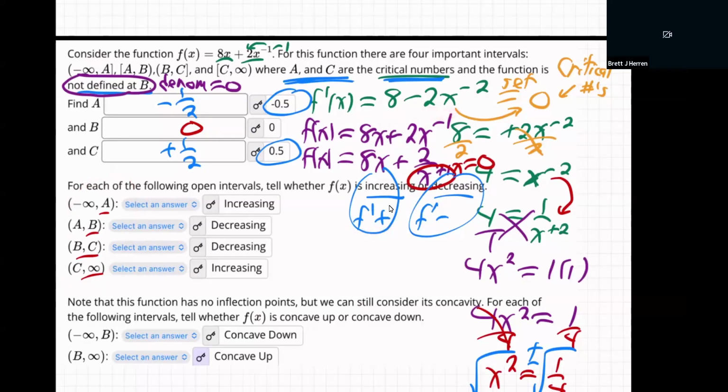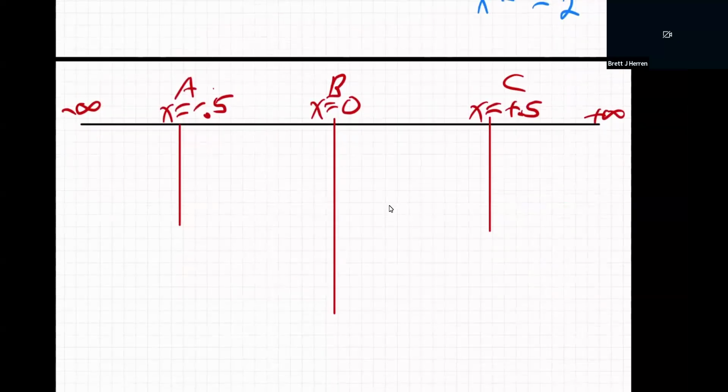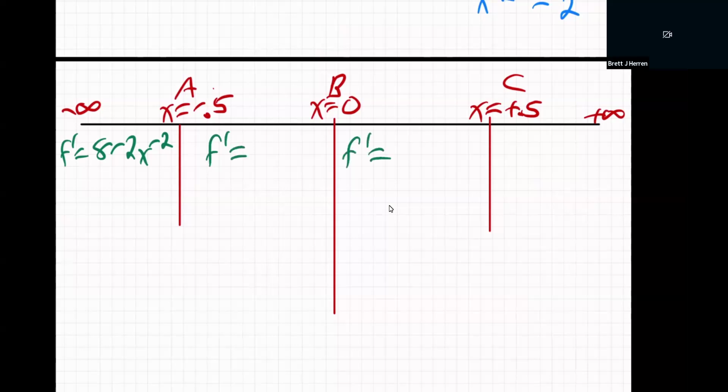8 minus 2x to the minus 2. That's what we're going to plug in. We're going to find f prime in each of these sections. What are we going to plug in? Well, we need a checkpoint. We need to check something here.